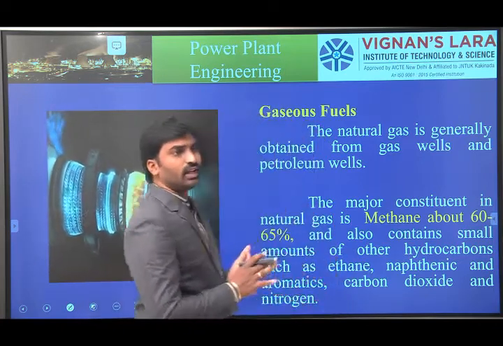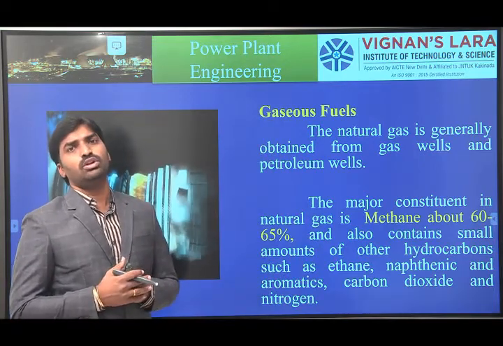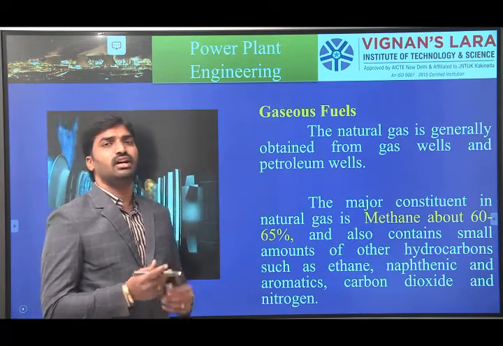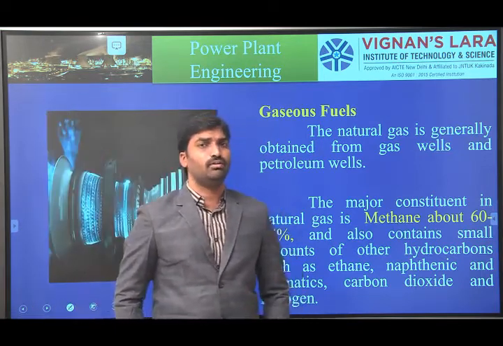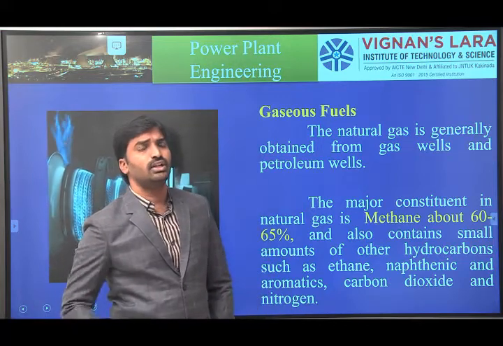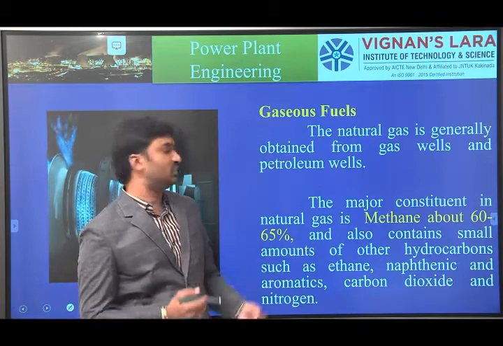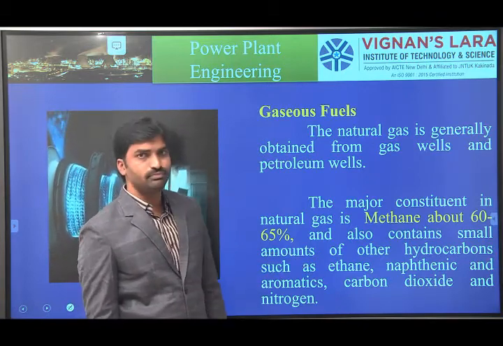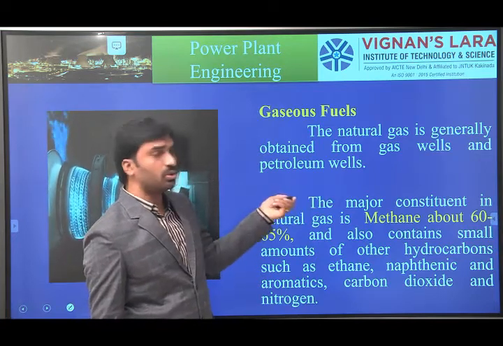So what are the natural gases? Natural gas means it contains methane, CH4. So from where will we get the methane? Methane we simply get from the earth's ground. Natural gas contains the maximum content of methane, about 60 to 65%. And natural gas is generally obtained from gas wells and petroleum wells.